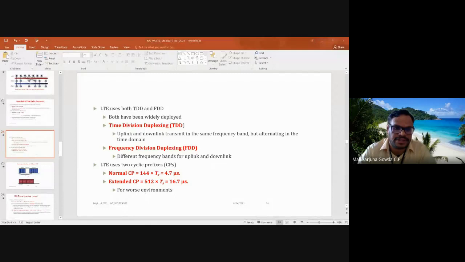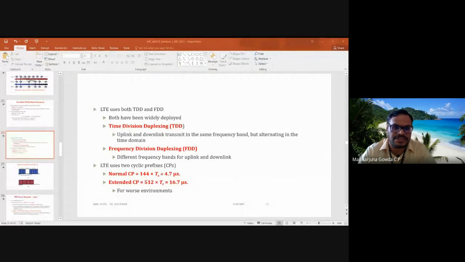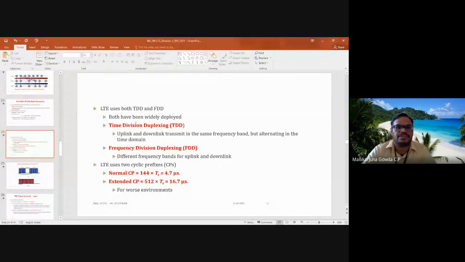Yes, as I was telling, LTE uses two types of duplexing techniques. One is TDD, that is known as time division duplexing, and the second one is FDD, that is frequency division duplexing.